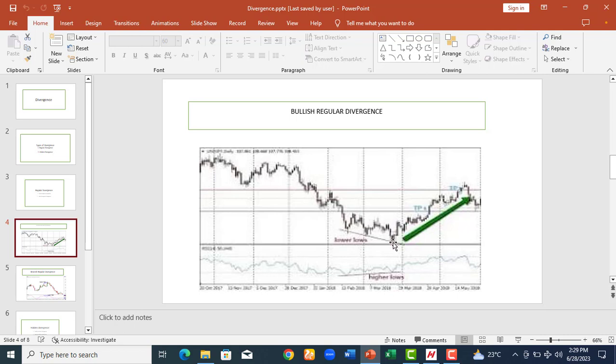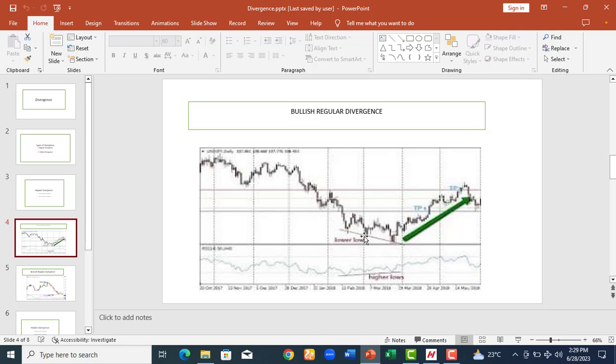You now start seeing the chart or the price forming a pattern known as lower lows, while the oscillator is forming higher lows. Instead of the oscillator or the indicator following the price, it starts doing what is called higher lows in the forex market, while price is doing what we call lower lows.